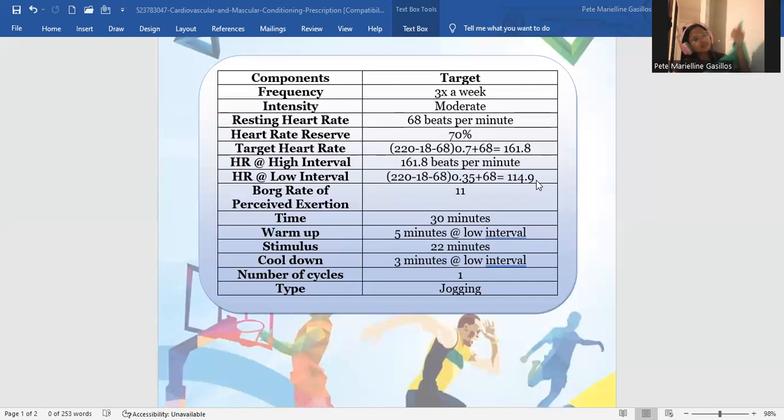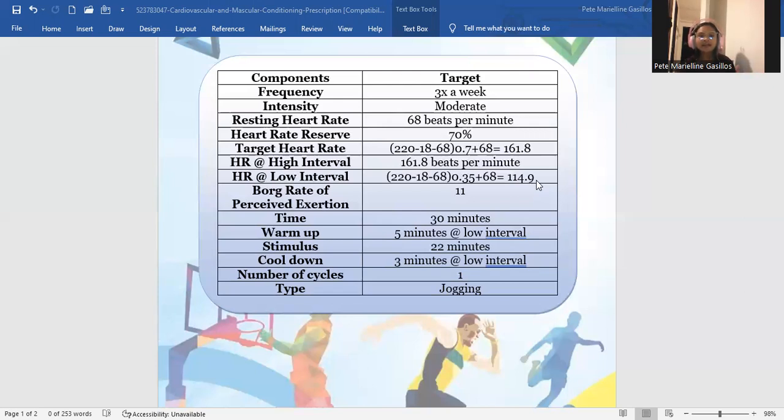My rate of perceived exertion is 11. As you can see here on page 28 of my module, in the Borg RPE scale, 11 is fairly light. So the activity that I am going to perform is fairly light. Not light, but fairly light.